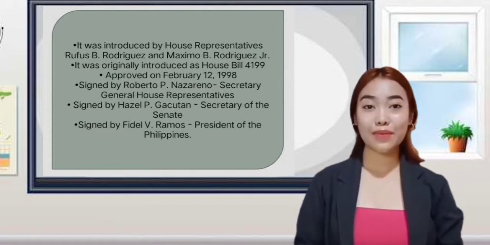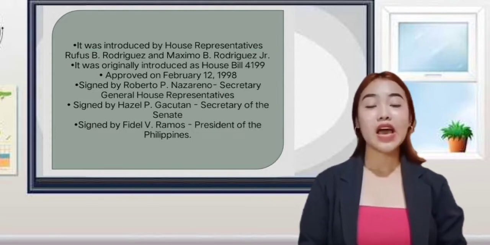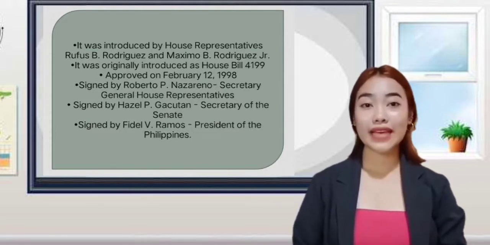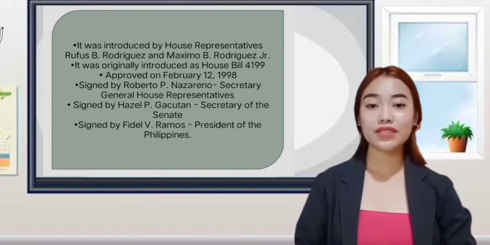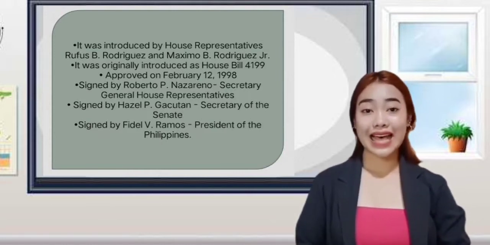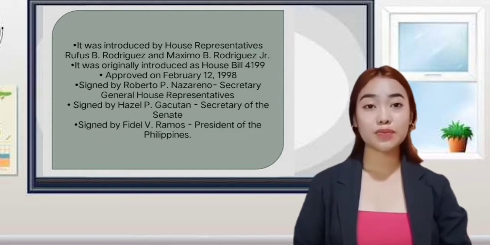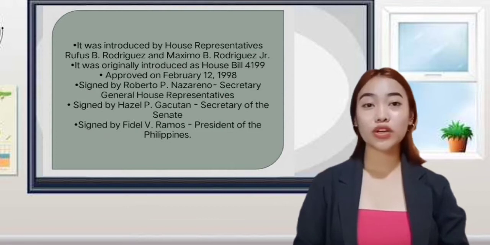Before this became a Republic Act, it was originally introduced as House Bill 4199, approved on February 12, 1998, signed by Roberto P. Nazareno, Secretary General of the House of Representatives, and Hazel P. Gacutan, Secretary of the Senate, and lastly, Fidel V. Ramos, President of the Philippines. So it was basically 24 years ago.